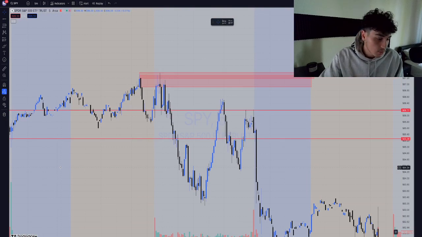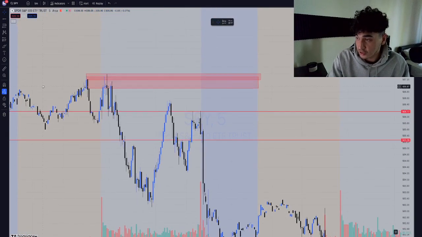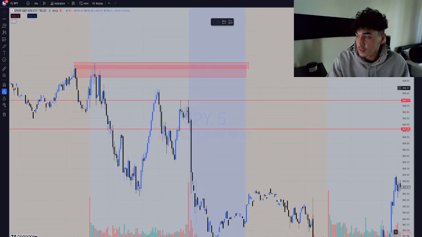This is how simple my trading is, and that's also why I love supply and demand so much and preach it so much. It's so simple. You don't have to overcomplicate it. You don't have to have a bunch of stuff on your screen. It's very simple, and it's simply just the fundamentals of the market. It's simply how the market moves.